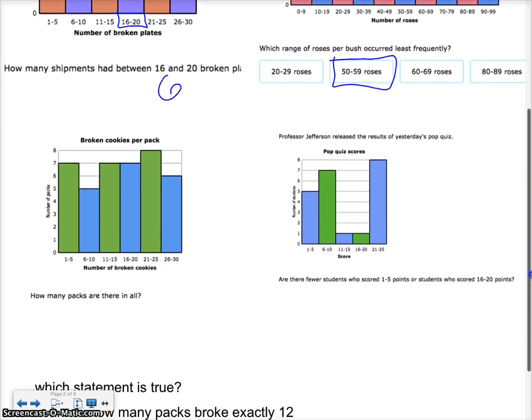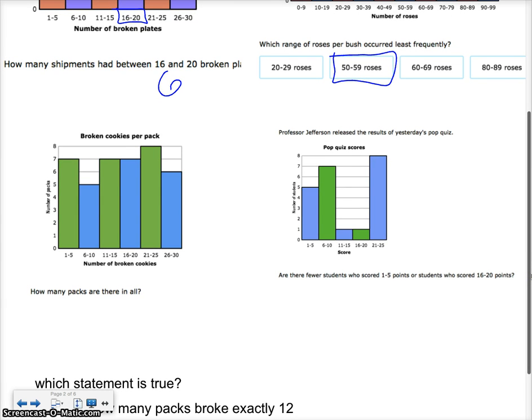Okay, let's go to Professor Jefferson before we do the other one. Professor Jefferson released the results of yesterday's pop quiz. Oofta, didn't look so good. Before you answer this one, I want to know how many kids took the quiz. That's a good question. How many total kids took the quiz? 5 here, 7, 1, 1, 8, 12, 22. 22 kids took the quiz.